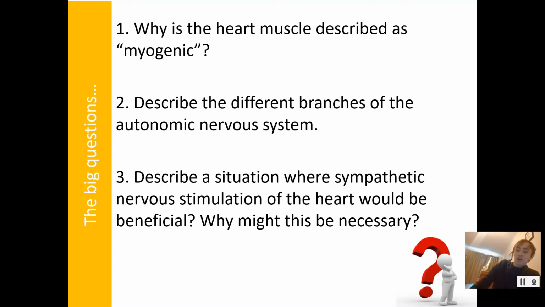Describe the different branches of the autonomic nervous system, sympathetic and parasympathetic. Describe, you could say sympathetic generally increases the rate and parasympathetic generally decreases the rate of whatever it's controlling, but to be honest, you don't need to know that. Describe a situation where sympathetic nervous stimulation of the heart will be beneficial, or might be necessary. Something like exercise would be the obvious option, and it's necessary to pump more blood around the body to provide more oxygen and nutrients for respiring muscles.